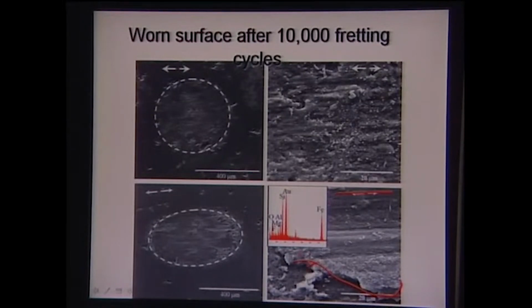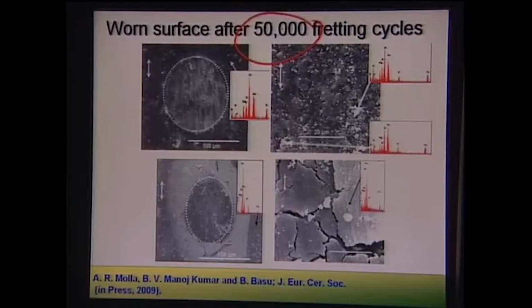And you can see this thick tribochemical layer essentially protects the underlying material, and the thickness and protectiveness of this tribochemical layer increases as you increase the total test duration or total test cycles. You can see after 50,000 fretting cycles the tribochemical layer starts to break a little bit, but it is still very thick as far as the tribochemical layer is concerned.